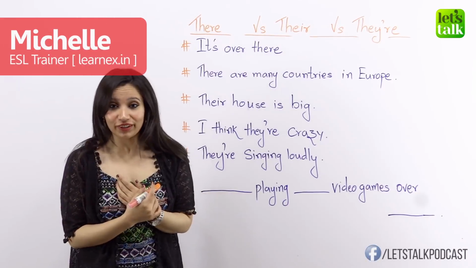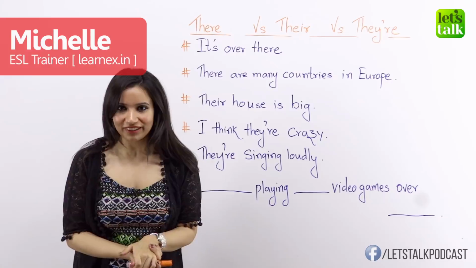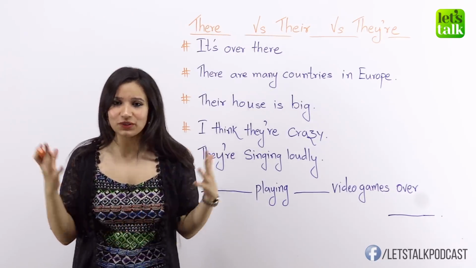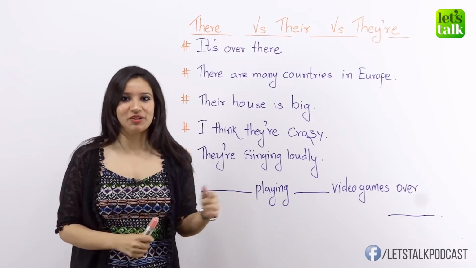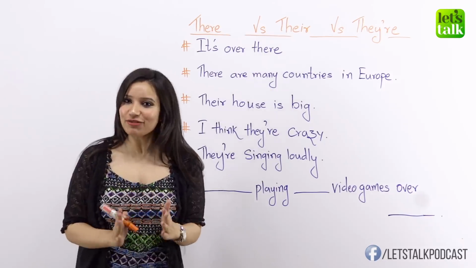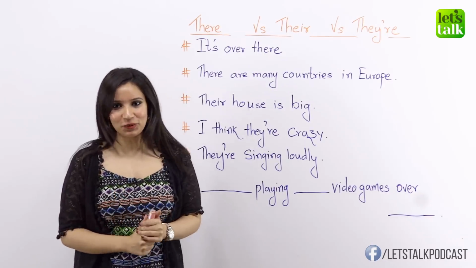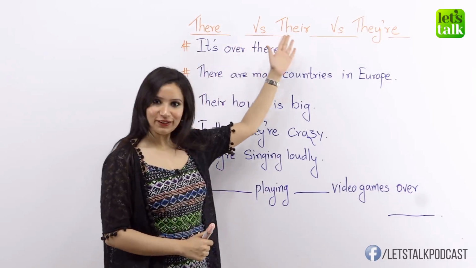Or there. Do you know these words? Have you heard them before? What are these words called? They're so confusing. Have they been the cause of your trouble? These words are called homophones, and today we are going to understand everything about them. Stay tuned with me, Michelle, and we are going to find out about there, their and they're.